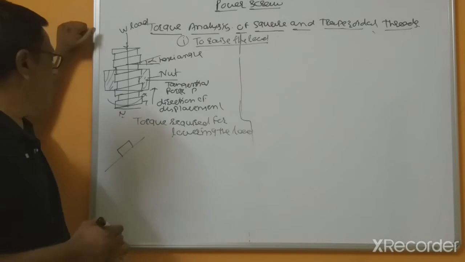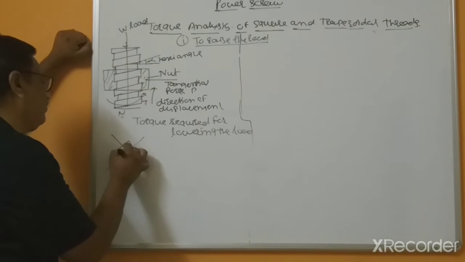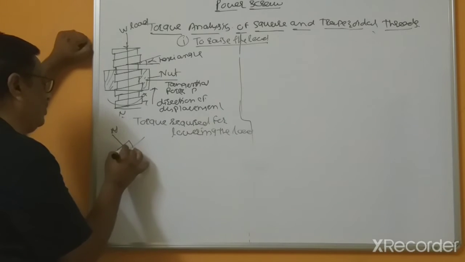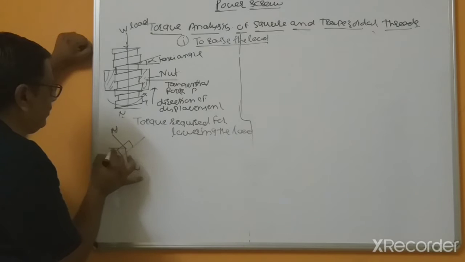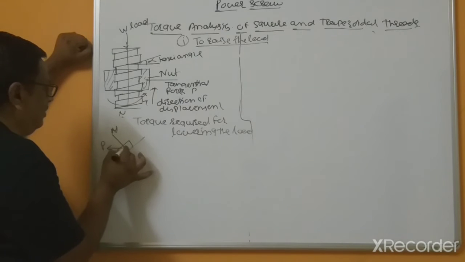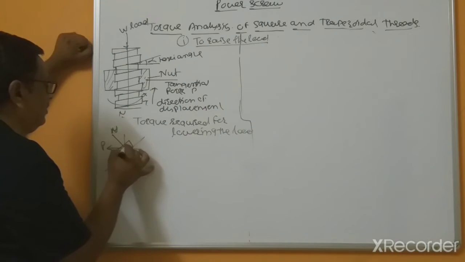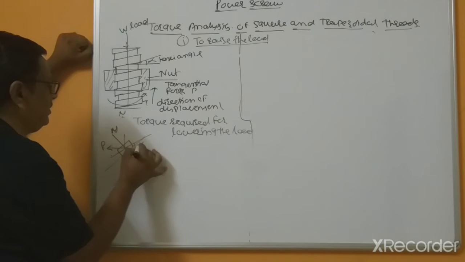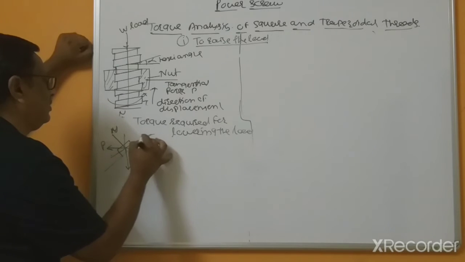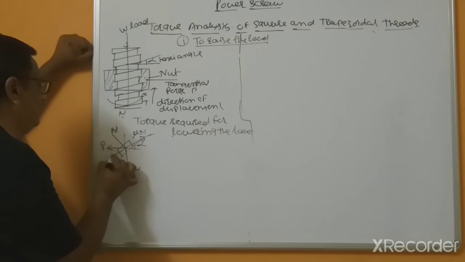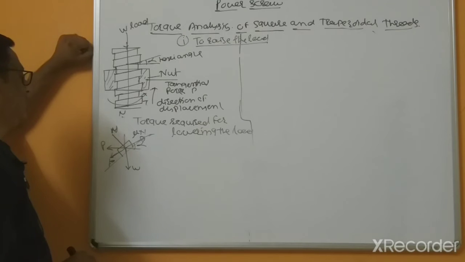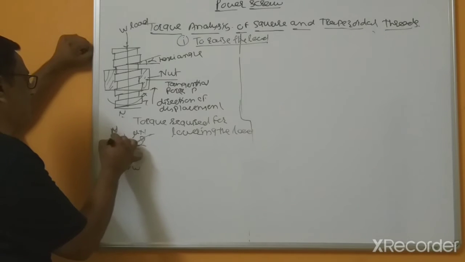So again we have to draw the free body diagram for torque analysis. Now this is the force acting on the thread. This is the normal force N, and the weight W. Now the directions change, because this is P, and this angle is alpha, and this is the frictional force F, because now the load is to be lowered.